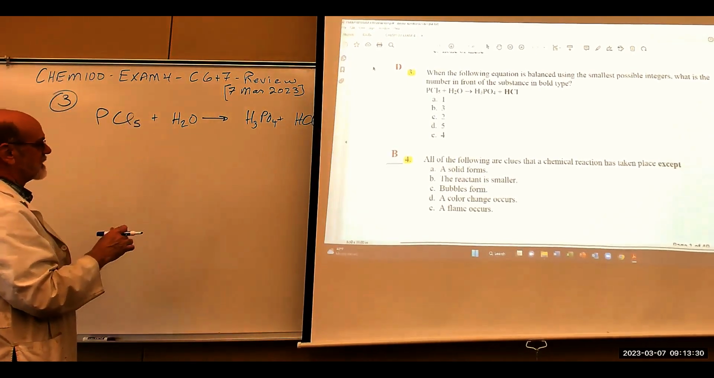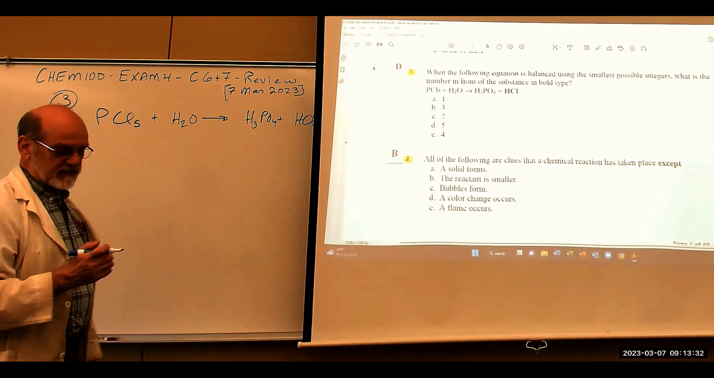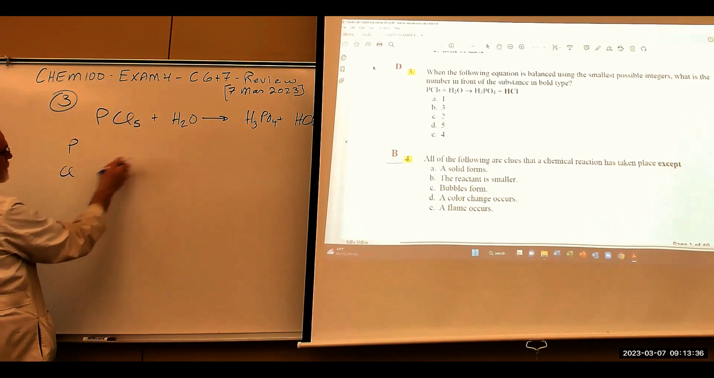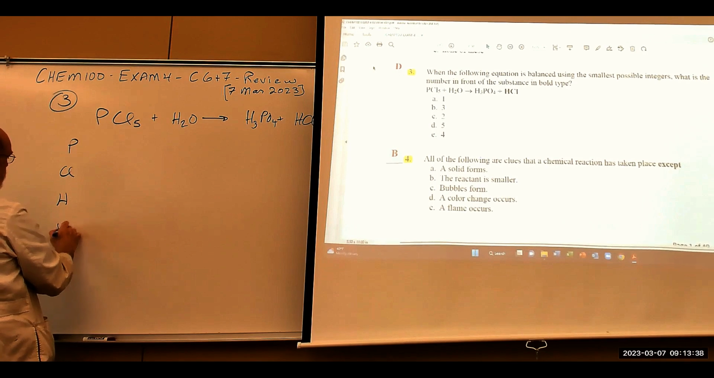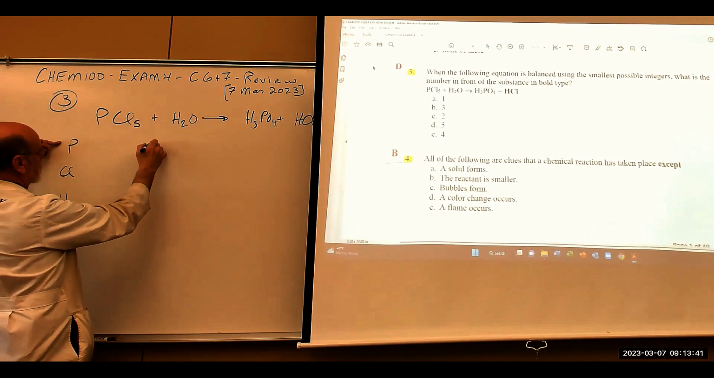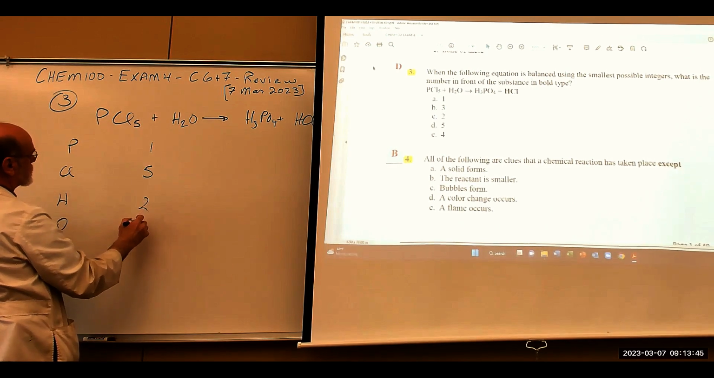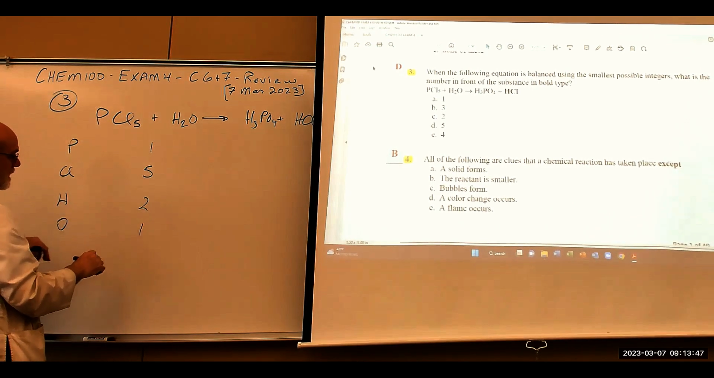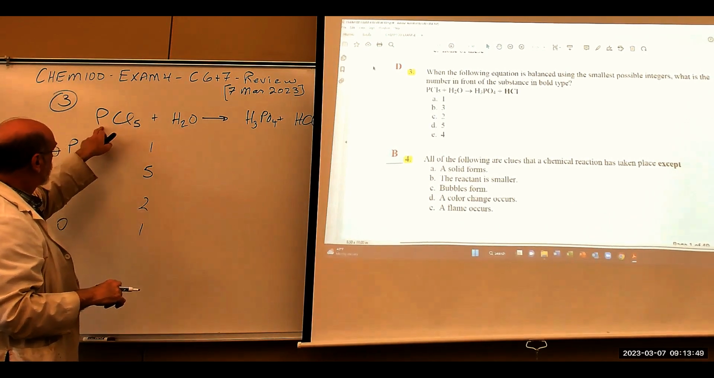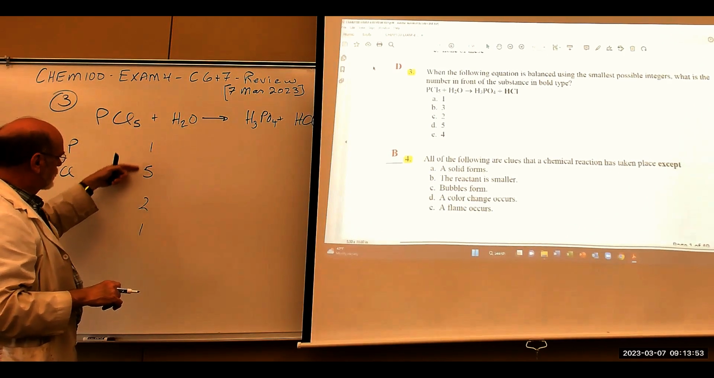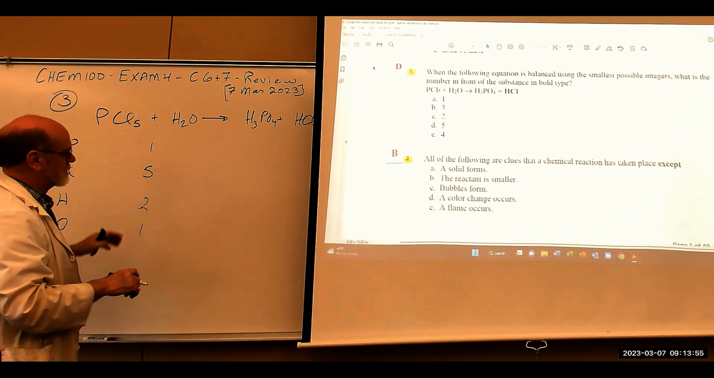Now we need to balance it. So let's use our budget method. So we have a phosphorus here, we have a chlorine, we have hydrogen, and we have oxygen. So count them up. There's 1 phosphorus, 5 chlorines, 2 hydrogens, and 1 oxygen. Let me see if I counted those right. 1 + 5 is 6, 7, 8, 9. That's correct.